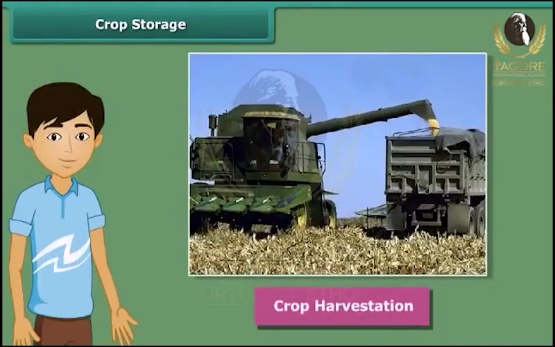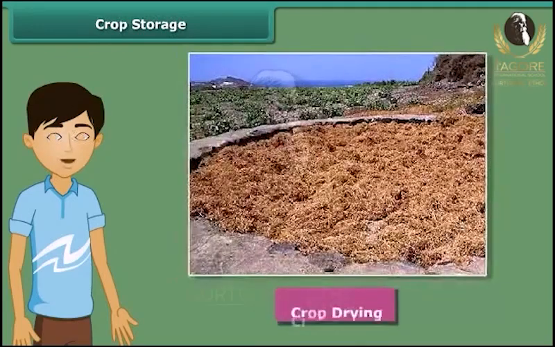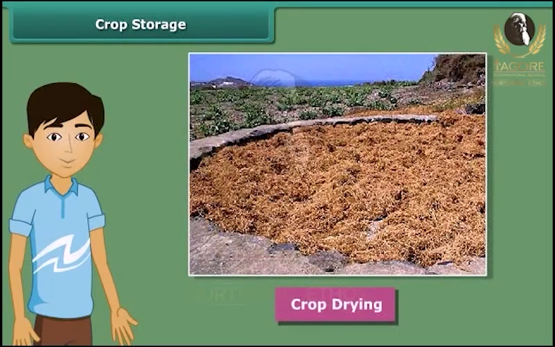Once harvesting is done, crops are stored in huge storages. We should take some precautions to store crops, because if the harvested grains are stored without drying, then they may get spoiled or attacked by organisms and thus they will lose their germination capacity. So the grains should be properly dried in the sun to reduce the moisture in them.